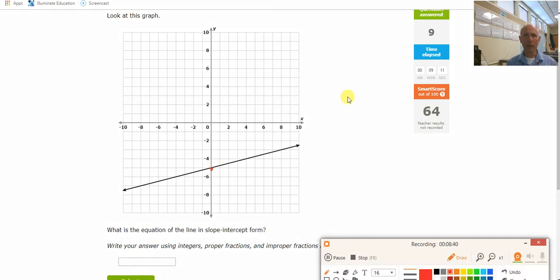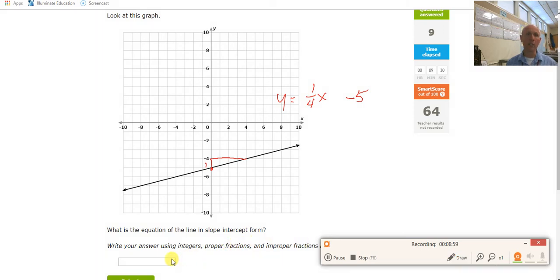Intercept's at -5. Slope is, what's that, 1 over 4. It's positive. So y equals, you know what, I'm going to try something. Using integers, proper fractions, and improper fractions. Okay, I'm not going to put it in as a decimal. I thought I might try a decimal, but I don't think it'll work. So y equals 1/4 x minus 5.